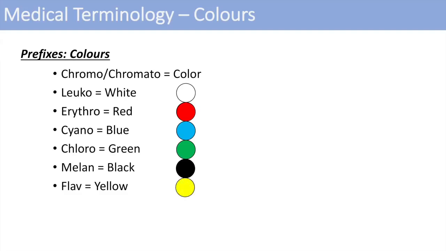Leuco for white, leukocyte. Red blood cells or erythrocytes. Cyano, maybe cyanide is a word that you think of. You become hypoxic and kind of become blue, right? Cyanosis. And another one is chlorophyll in plants. It makes them look green. So those are just some easy ways to remember those.